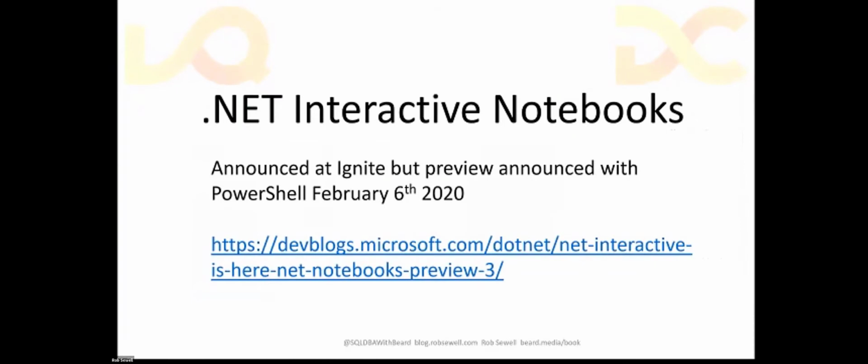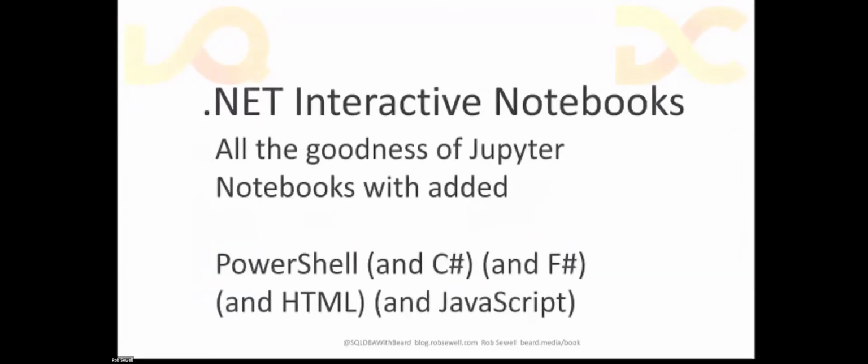Now, the notebook story is a little bit confusing at the moment. You've also got .NET interactive notebooks. So these are new notebooks that were announced at Ignite this year, and there have been 2 or 3 updates throughout the year. They've got all the goodness of Jupyter notebooks, but the additional thing they've got is PowerShell Core and C# and F# and HTML and JavaScript and no T-SQL. So if you want to use any of those languages, these are really good. They enable you to have cross-language notebooks, which is really useful in some cases.